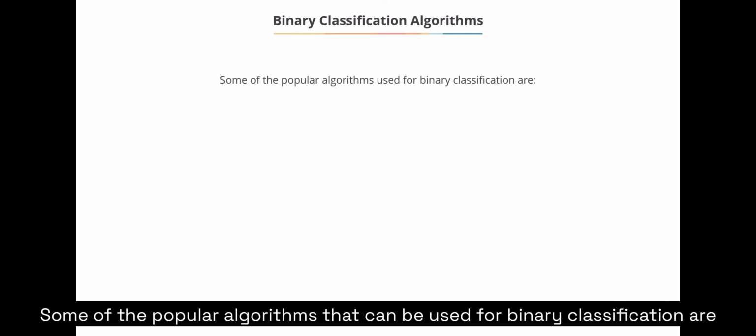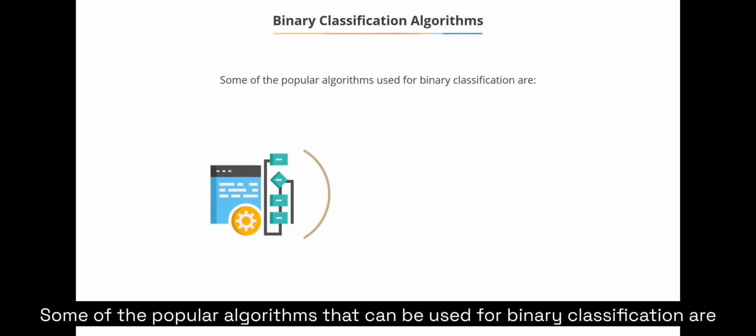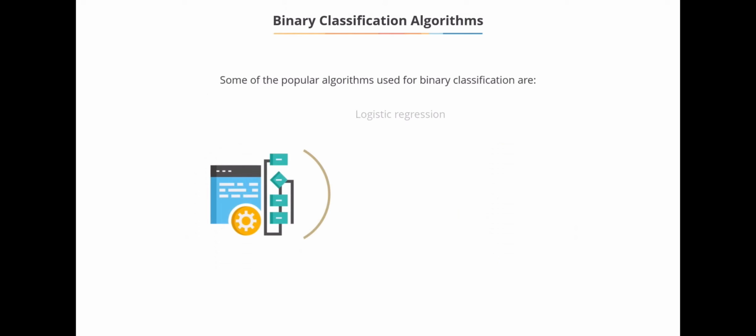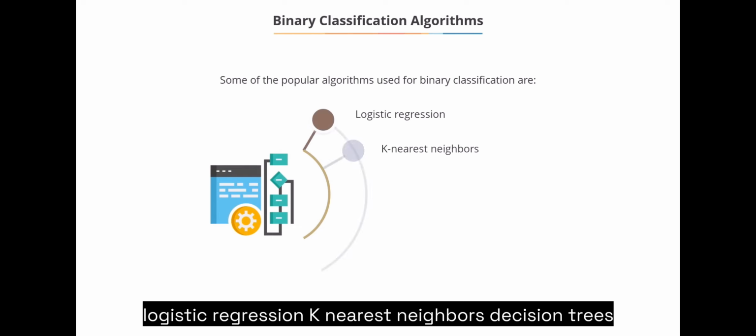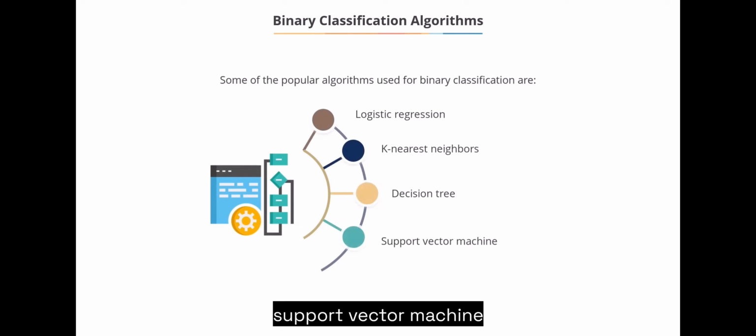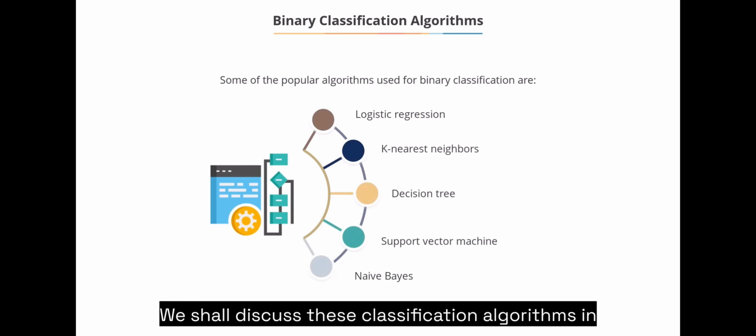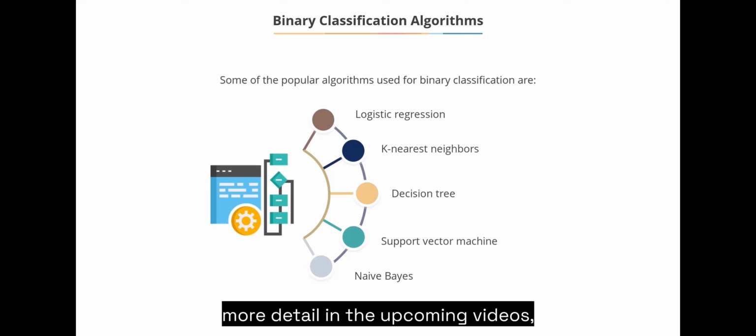Some of the popular algorithms that can be used for binary classification are logistic regression, k-nearest neighbors, decision trees, support vector machine, and naive Bayes. We shall discuss these classification algorithms in more detail in the upcoming videos.